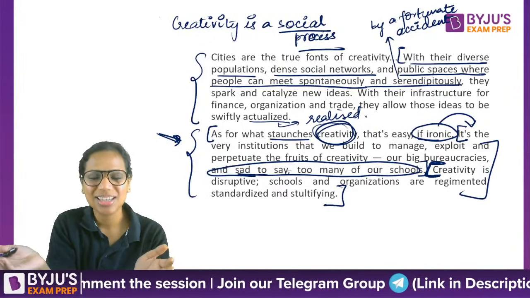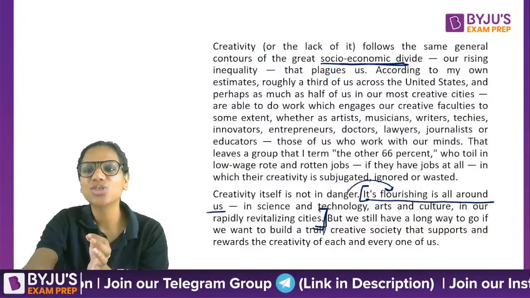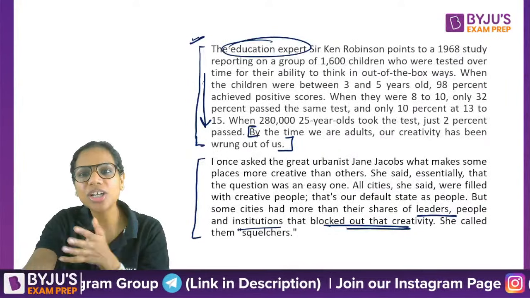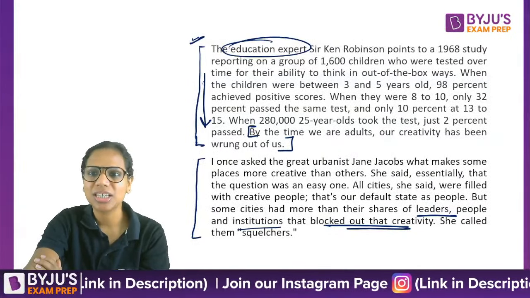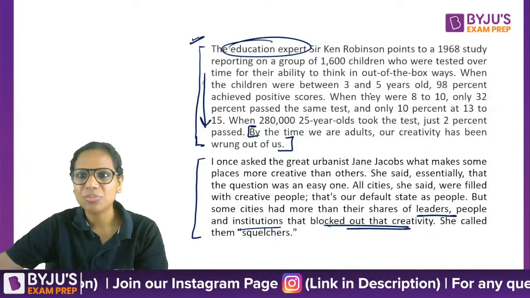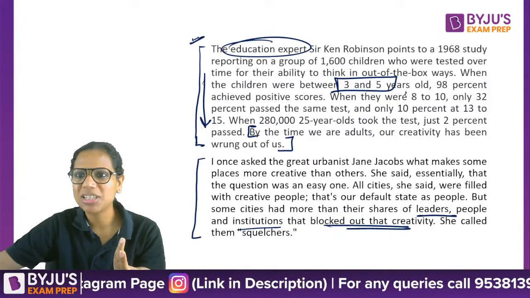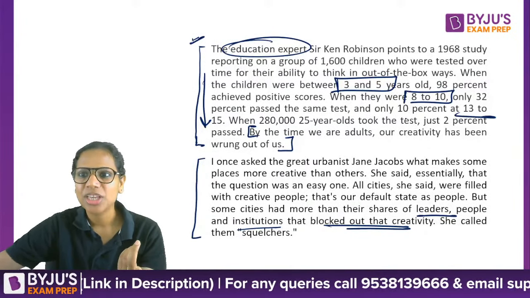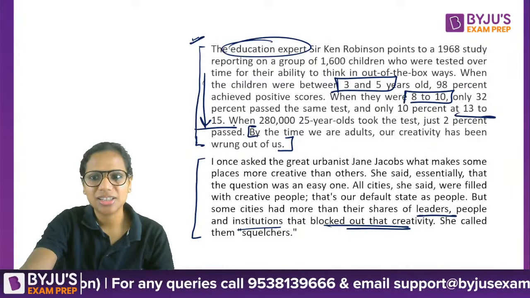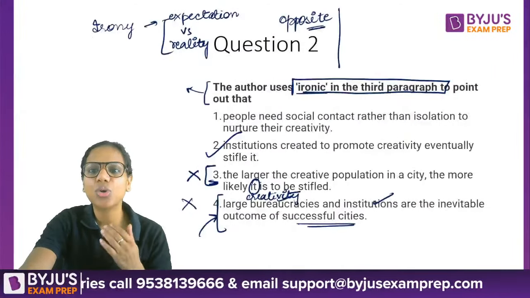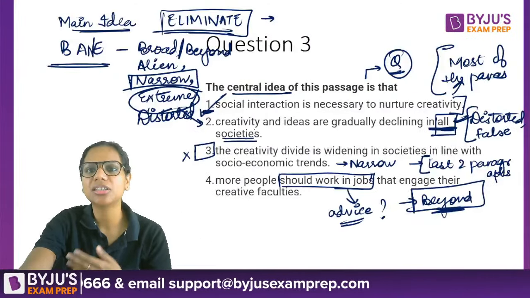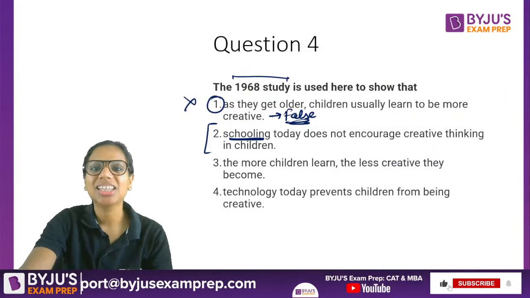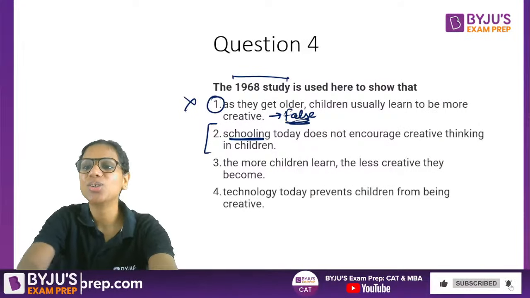They went to schools. So the purpose of this study is to show us that schooling also is not encouraging creativity. Even though these children, I'm assuming that a lot of them must have been in schools, right? Yet their creativity declined. So institutions are not encouraging creativity, rather they are stifling it. That is what this study was trying to tell us.